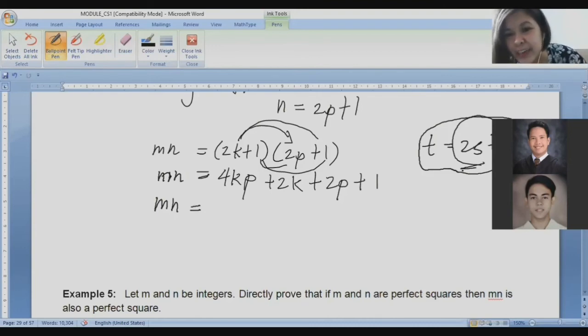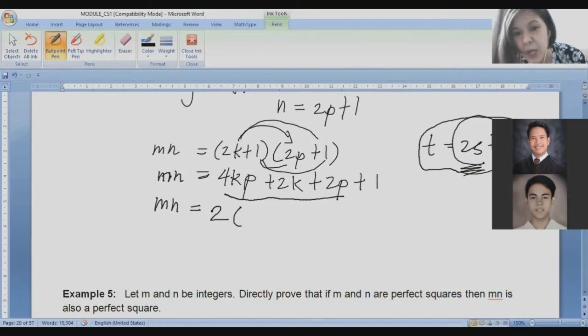Di ba nakalagay dito 2S? Gamitin ko na lang S. Paano ko mapapalabas si 2? Di ba itong tatlo na to, nakikita nyo itong tatlo na to magkakasunod? Di ba common factor nila si 2? Tama? So, lalabas ko si 2. Tapos, yung bawat term, yung tatlo lang na ginuhitan ko, i-divide ko sa 2.